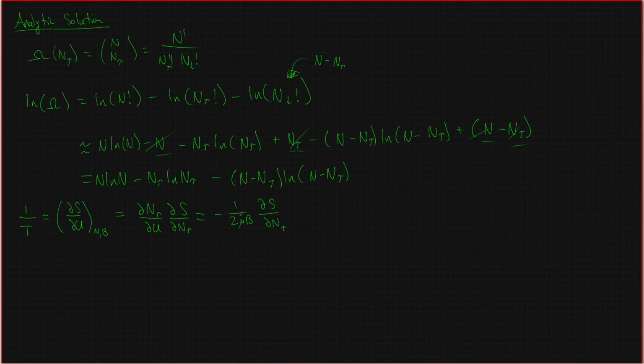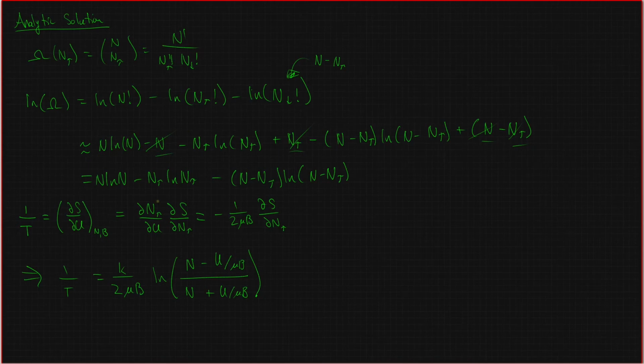Okay, so from that step to that step, I just took the derivative of N up with respect to U. And then there's a number of more steps in here, not a whole lot. But you should get that 1 over the temperature is 2 times mu times B log of N minus U, the total energy, divided by mu times B, over N plus total energy over mu B.